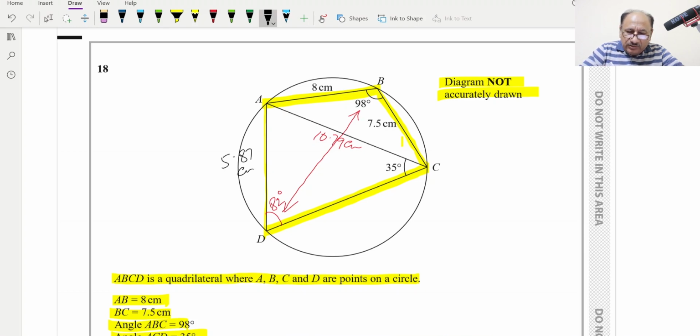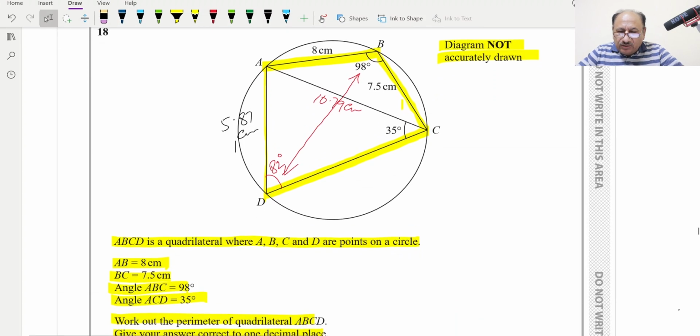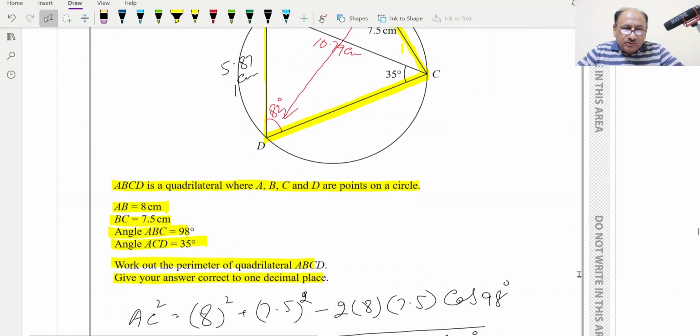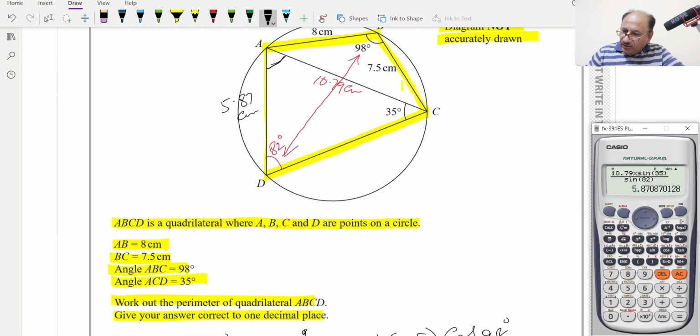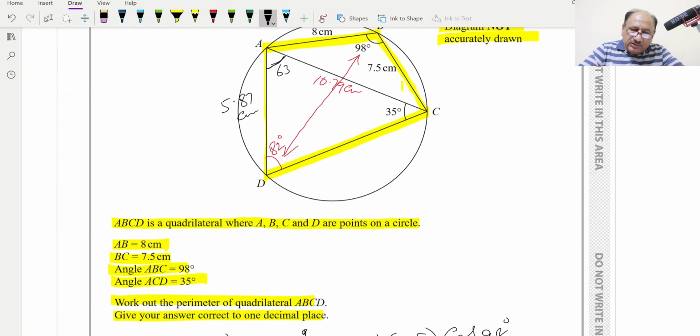So finally we got AD, which is 5.87 centimeters. Now similarly we can apply sine rule to get DC also, and we can write 10.79 over sine of 82 is equal to DC over this third angle. We can find this third angle, and the third angle is what? 180 minus 82 minus 35, and after subtracting this will be 63 degrees.